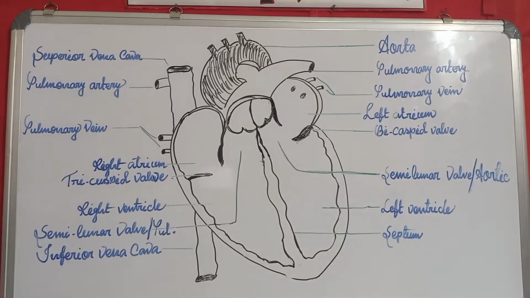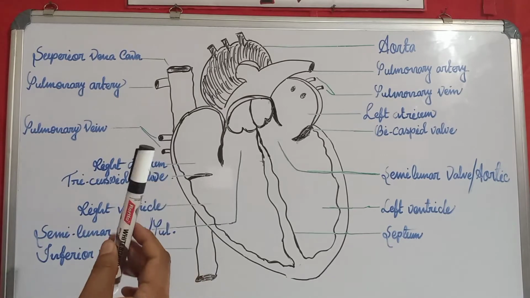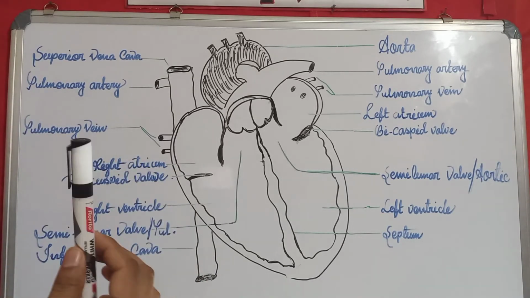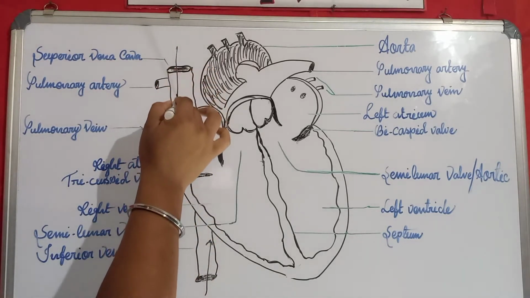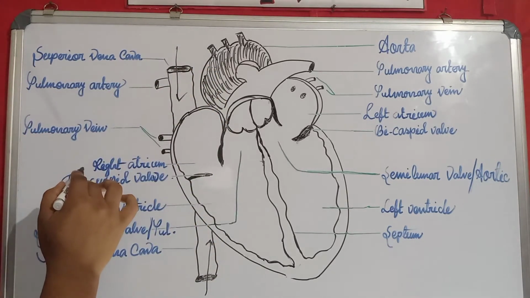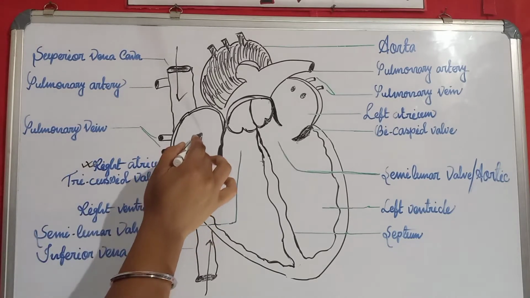You can see this is the human heart. First of all, I have to show you the path of blood. Now I am showing the impure blood with black and pure blood with red. Now see, first of all, the impure or deoxygenated blood from all over the body comes this way and this way into the right atrium of the heart here.